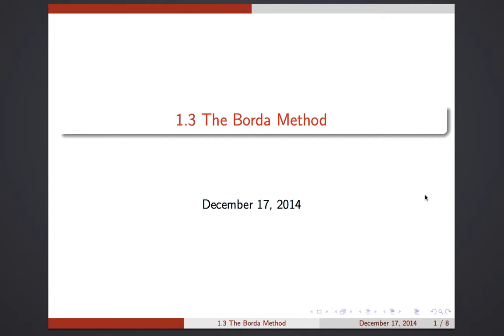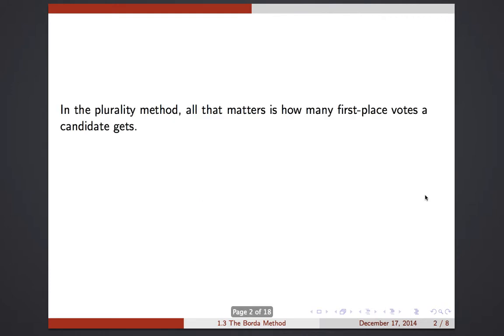And the next three methods that we're going to talk about in sections 1.3, 1.4, and 1.5 are methods that try to do that. They're methods that try to address the drawbacks of the plurality method. So that's why we're going to talk about other methods. They're more sophisticated in some senses, and they do address some of the drawbacks of the plurality method.